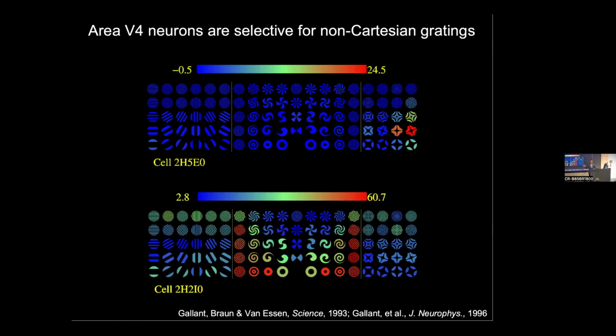And many, many years ago, hard to believe I'm that old now, I published this paper showing that area V4 neurons are very highly selective for these non-Cartesian gratings that are modulated not in standard Cartesian coordinates like a Gabor function or a sine wave, but they're either modulated in polar or hyperbolic coordinates. And this is kind of the first clue we had when this paper came out that area V4 is doing something more complicated than area V1.